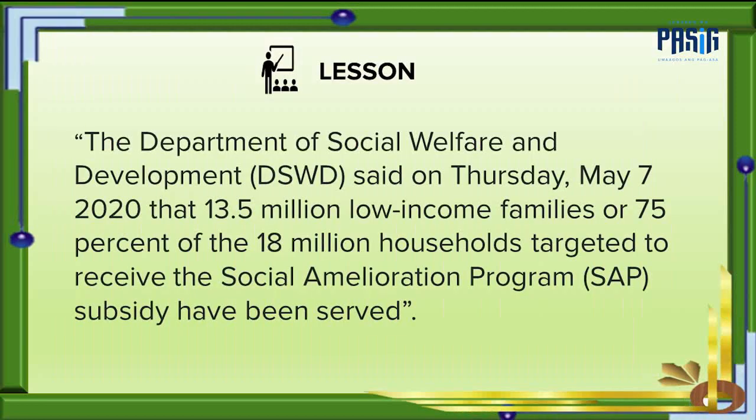Let us now proceed to our lesson, and we're going to start with this article. The Department of Social Welfare and Development, DSWD, said on Thursday, May 7, 2020 that 13.5 million low-income families, or 75% of the 18 million households targeted to receive the Social Amelioration Program, or SAP, subsidy, have been served.